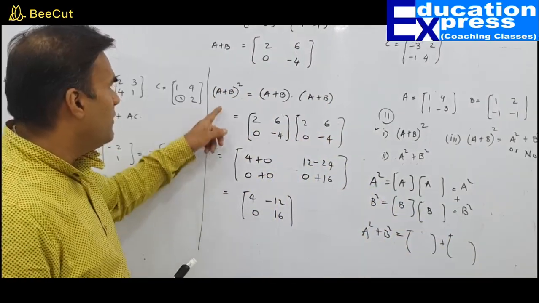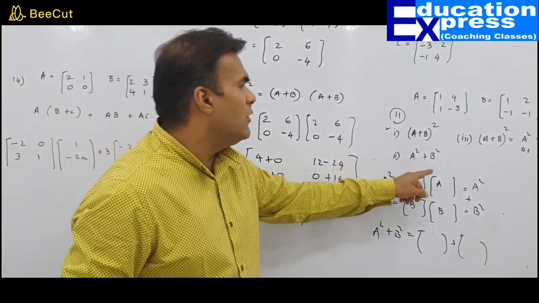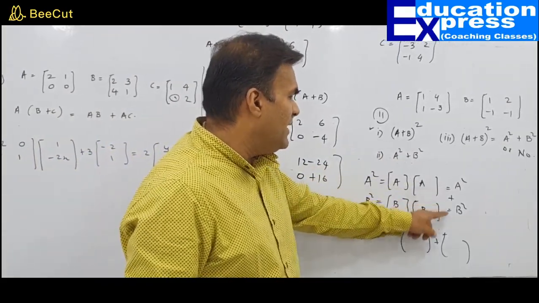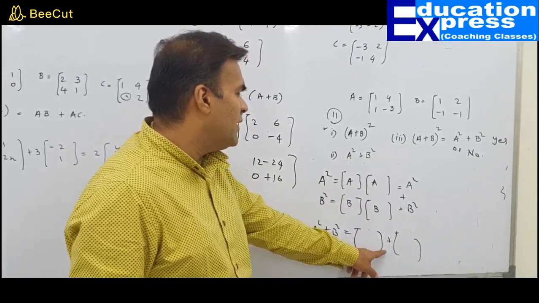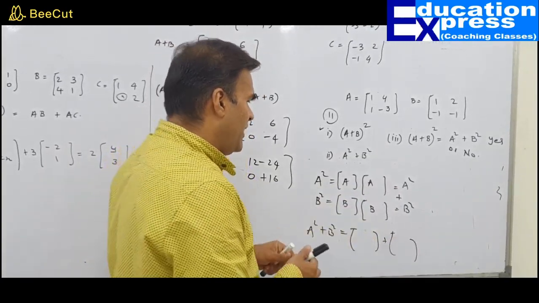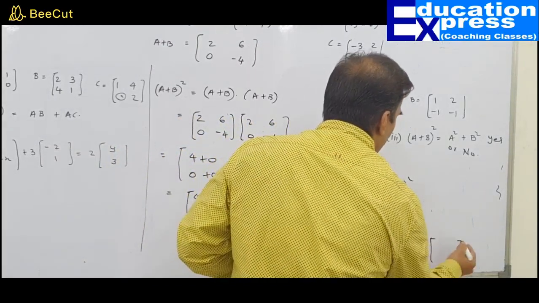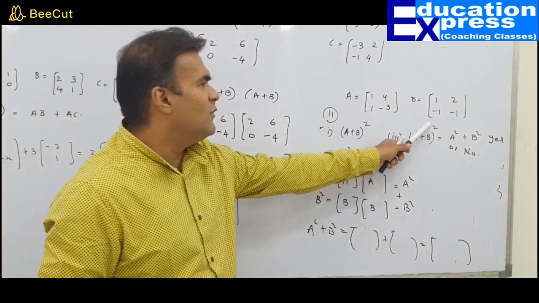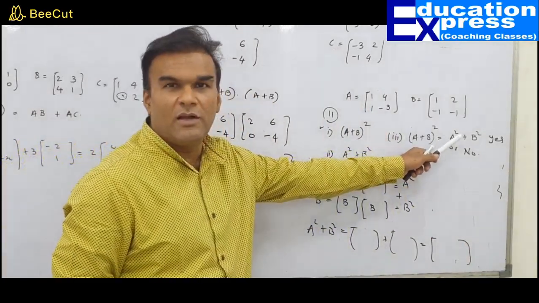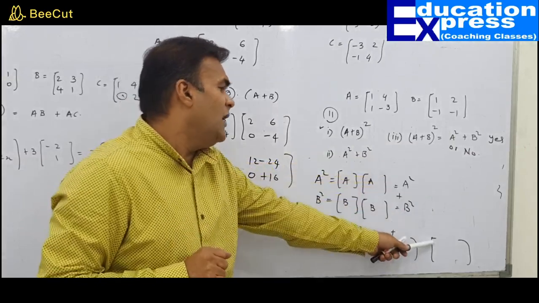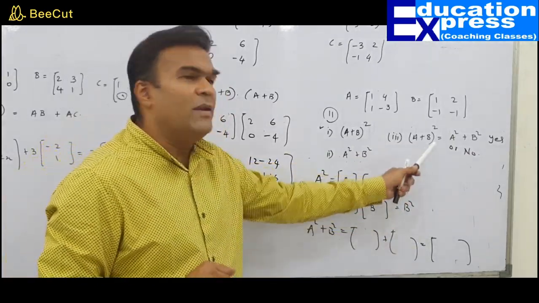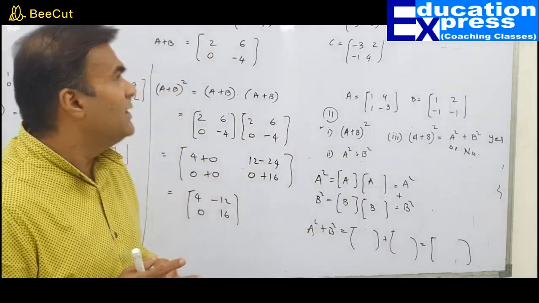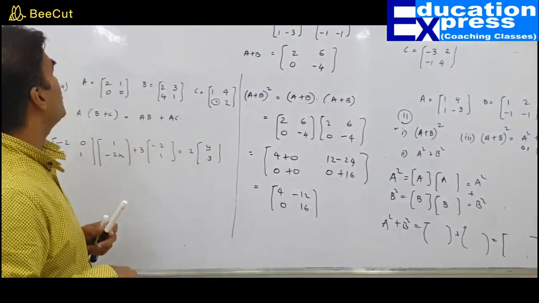I already found for you (A plus B) the whole square. Now you have to find out the value of A square, then find out the value of B square. Please add them and find out A square plus B square. If the result of A square plus B square, whatever you get, is the same as this, that means (A plus B) square is equal to A square plus B square in matrix terms. If these two are not the same, then please do write they are not equal. So I hope question number 11 is done. Move on to the next question.